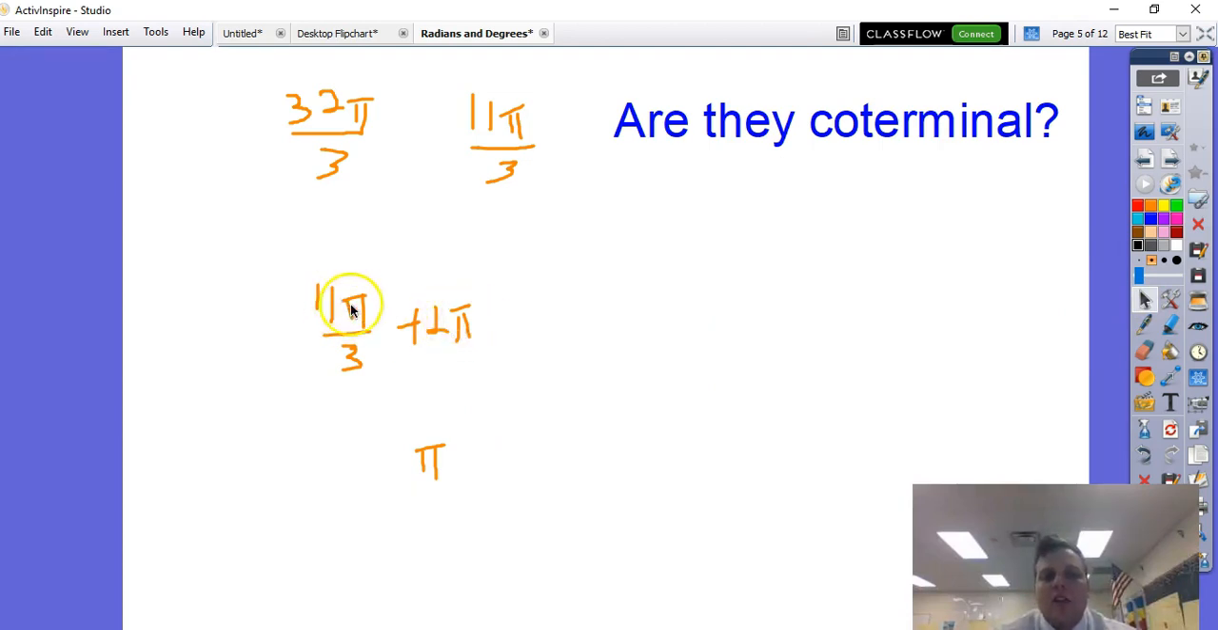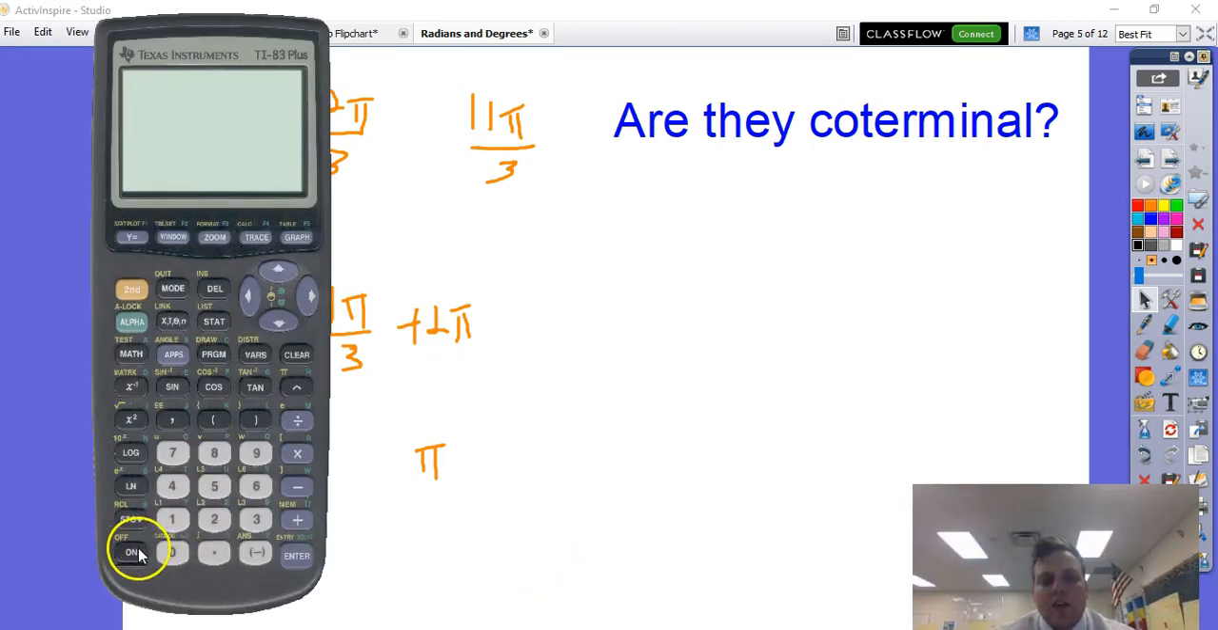It's there. So really what I need to know is what is 11 over 3 plus 2? Well, our handy dandy calculator can do that for us, if it'll ever turn on.